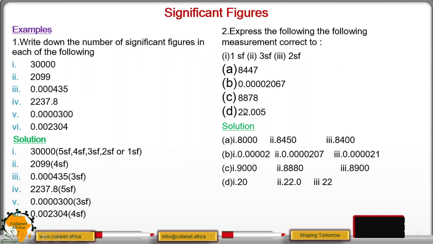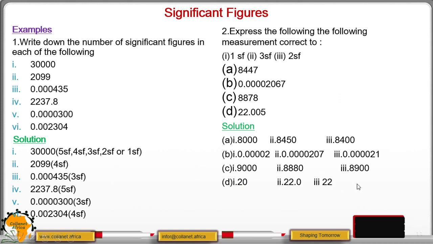Then to 2 significant figures, it is 1, 2. So the others are just there. They are not important. We are just counting 1, 2. So it becomes 22. So that way, you are able to get the values correct to 1 significant figure, correct to 3 significant figures, and correct to 2 significant figures.